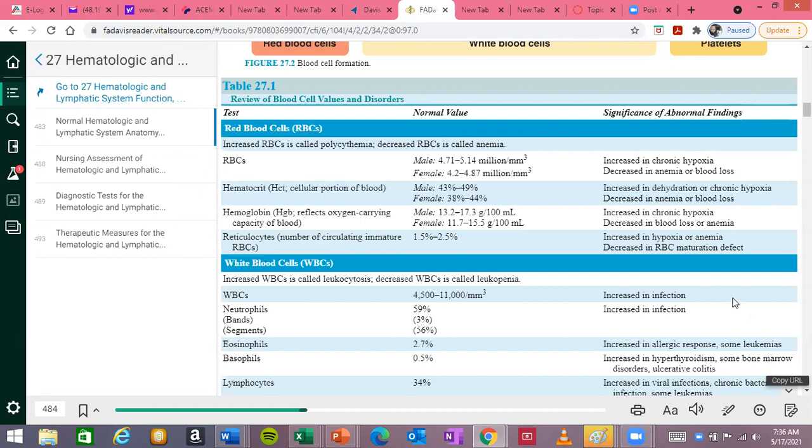If the individual has increased white blood cells, we want to think of the possibility of infection. If an individual has low white blood cells, now we're thinking about production. Is there an issue with production, or is there some type of cancer going on?